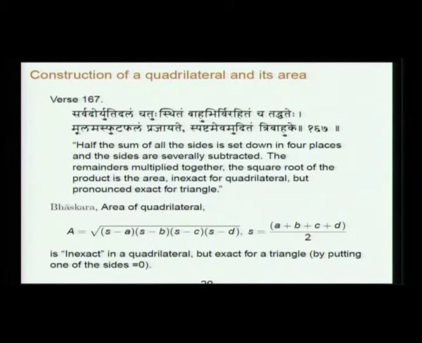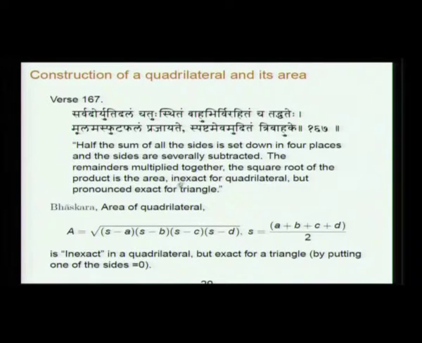Then he discusses the construction of a quadrilateral and its area. This is important, what he is saying. Half the sum of all the sides is set down in four places and the sides are severally subtracted, that is, S is the semi-perimeter. So the area is the square root of the product.